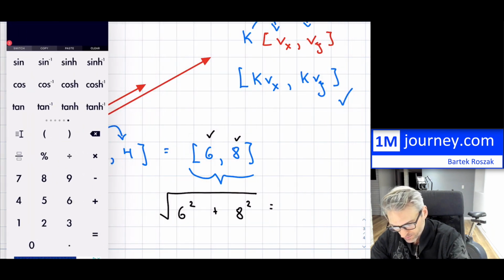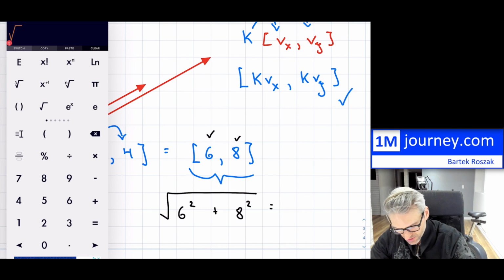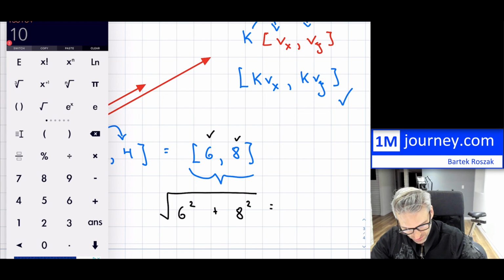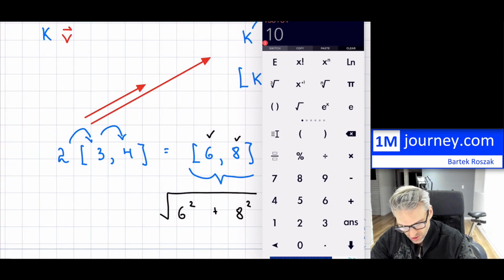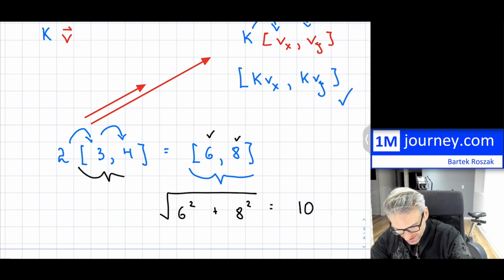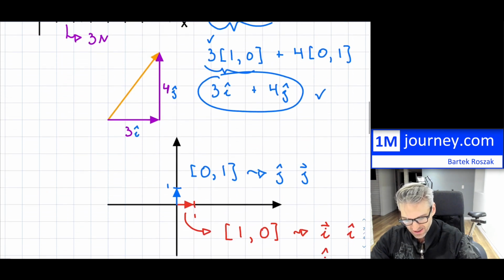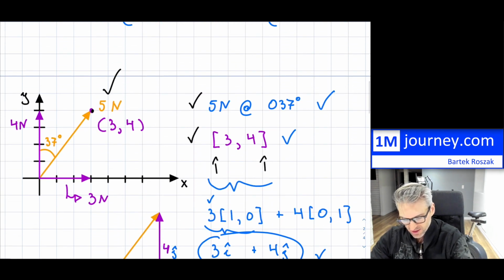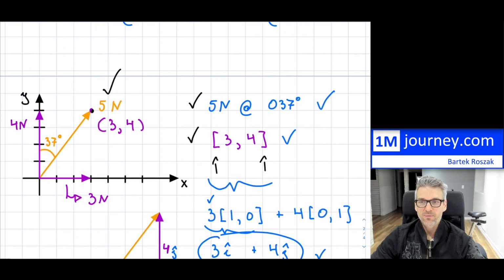So let's just do it for purposes of showing you what is going to be happening. There's going to be the square root of 6 squared, which is 36, plus 8 squared, which is 64. Okay, and now of course this is going to be equal to simply the square root of 100, which is 10, right? Now, what was the original? Well, the magnitude of the original was 5. Now we knew that, right? So if I go back in here, that's exactly what it was. It was 5, so it was just scaling it by 2.